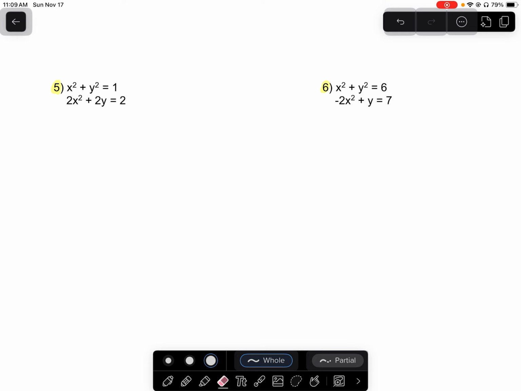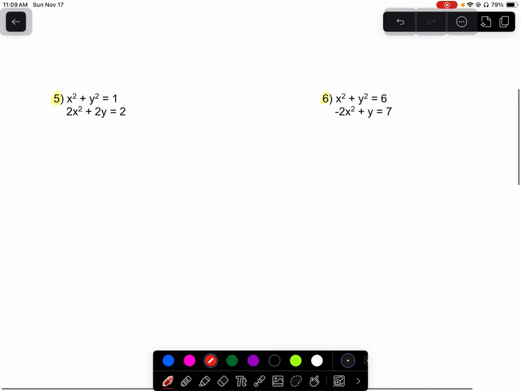Now that is a circle and a parabola. Now how do I know that? Well, x squared plus y squared equals a number. That's a circle. When one of our variables doesn't have a power on it, it's the first power, and the other is a second, that is a parabola. Okay. So let's see, where does a circle and parabola hit each other?